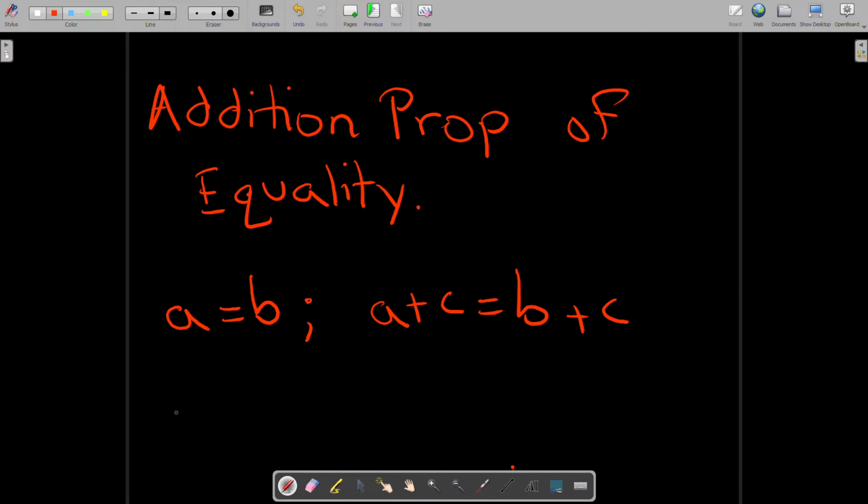Say for example we have 2. So A is 2, which means B is the same as A, so B also is 2. And so that means 2 plus any number, we'll just say C is 3, has to be equal to B, which is also 2, plus 3. So both of those equal 5. That is the addition property of equality.